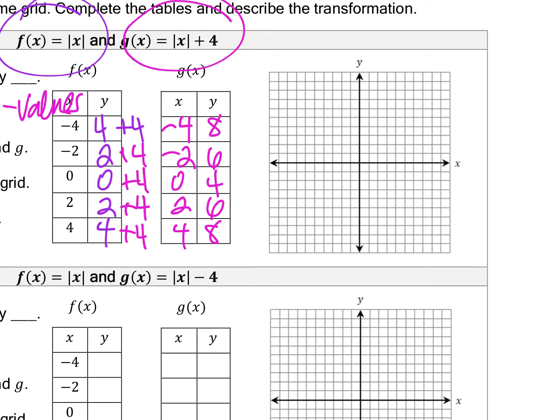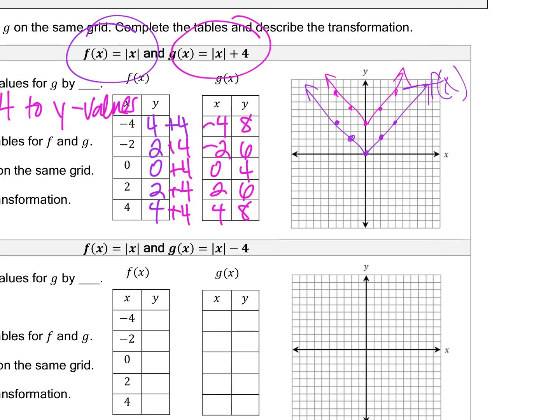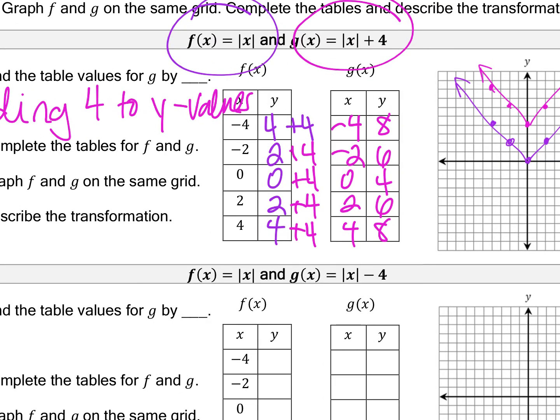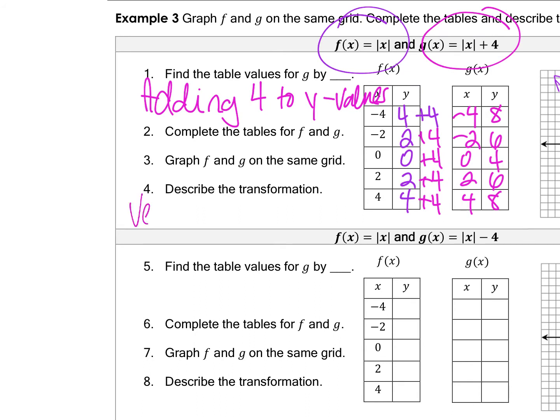So plotting my parent function. And then plotting my new one, -4, 8, negative 2, 6, 0, 4, 2, 6, and 4, 8. So there's my new function. Notice that every single point, what happened to it was it shifted up 4. So my transformation here would be a vertical shift up 4.